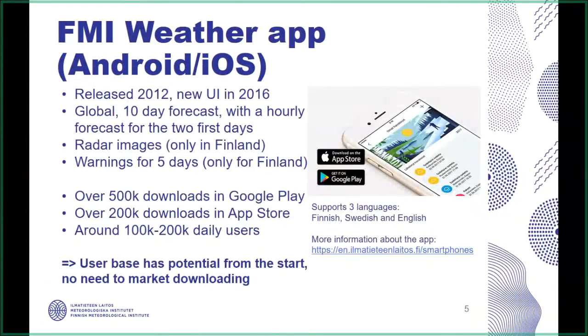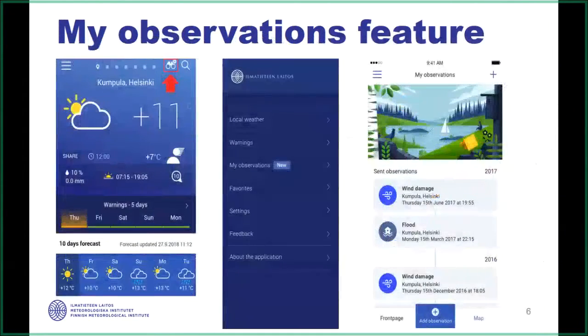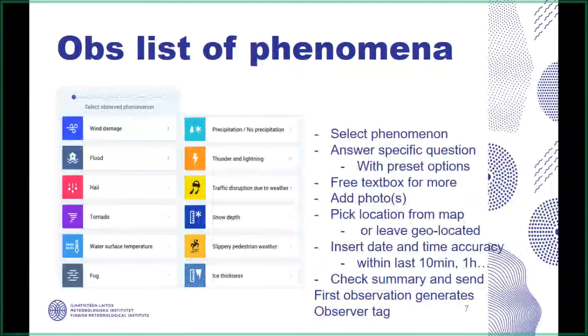actions for. So we really have a weather app that is downloaded almost 1 million times, and we have quite constantly almost 200,000 daily visits to it, so daily users. And we added the crowdsourcing to it so that we would have a lot of potential people to add to this observation feature. It's just an icon on the top, and then you can see what you did with your own observations. It's a list of phenomena we want to capture.